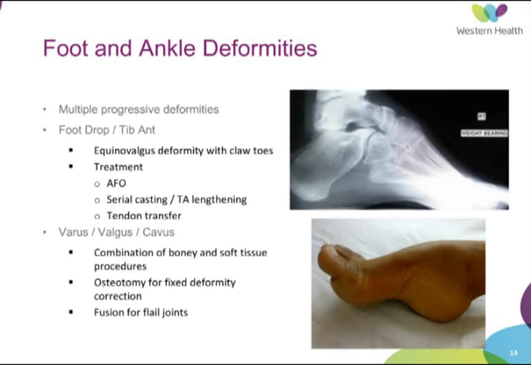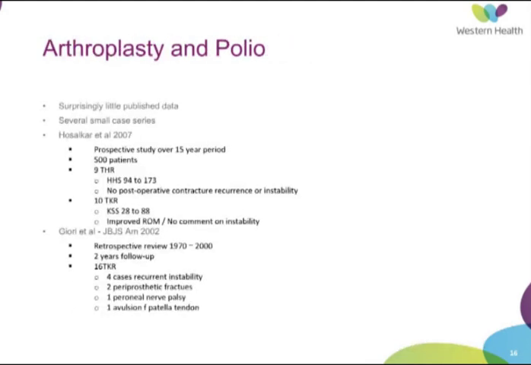Thumb, as we said earlier, the most commonly affected here is disruption to opponens pollicis, and this can be restored by using the fourth or ring finger slip of FDS and transferring this to the base of the first metacarpal. In looking at arthroplasty in patients that have had polio, there was surprisingly very little published data on this. I found several very small case series of patients of sort of 10, 15 joints. There was no large study. These were perhaps the two main ones that I found.